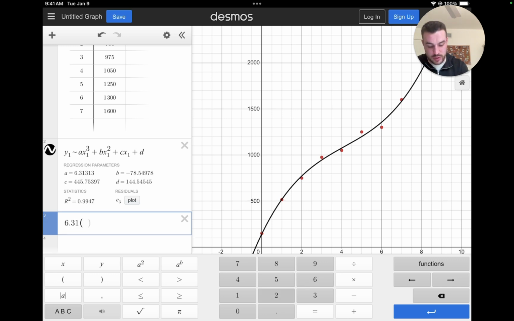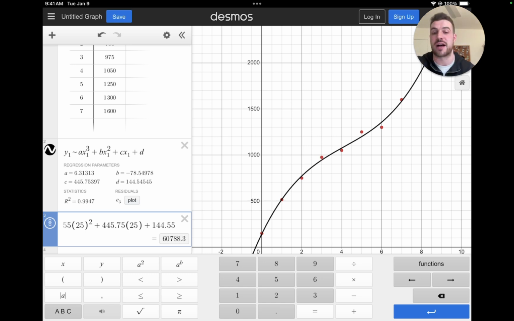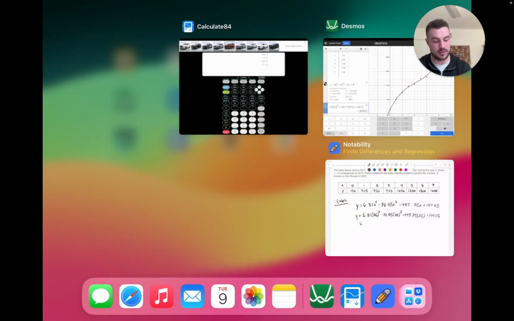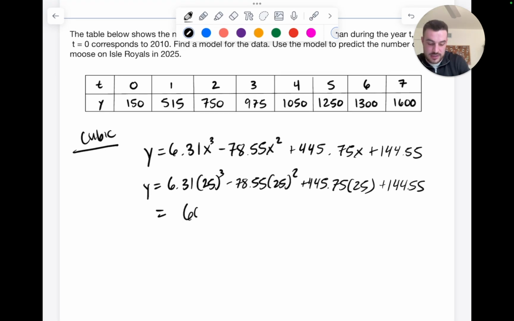6.31 times 25 to the third minus 78.55 times 25 squared plus 445.75 times 25 plus 144.55. My answer is 60,788.3. Now we're predicting how many moose we are going to see.